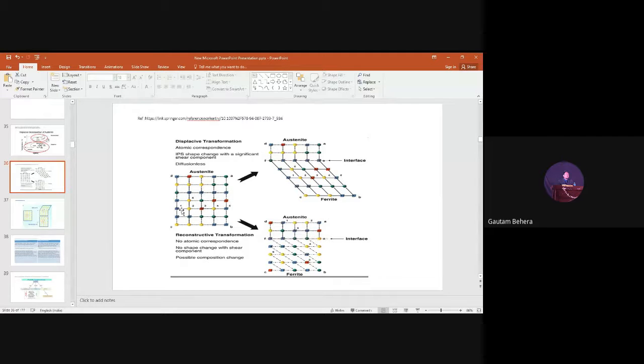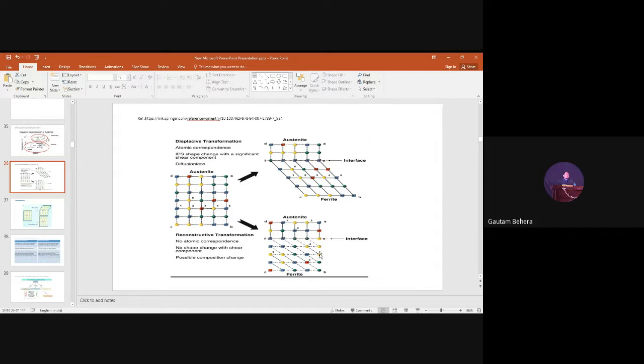Are you sure? I told you to look at atoms 1, 2, 3, 4, 5. In displacive transformation, what is happening? There is a change in shape. There is a deformation actually, a shear. There is a change in shape of the parent structure, right?